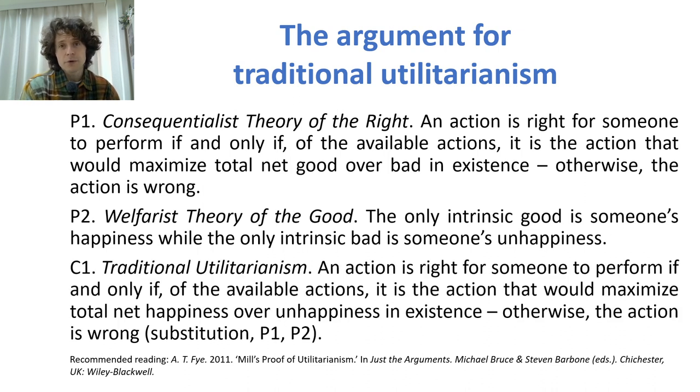And the conclusion that would follow would be then traditional utilitarianism, this version of consequentialism: an action is right for someone to perform if and only if, of the available actions, it is the action that would maximize total net happiness over unhappiness in existence. Otherwise, the action is wrong. Right? So you just substitute premise two into premise one. Unpack it a bit more, and you get this formulation. And this is a very simple and powerful statement of what consequentialism is about.